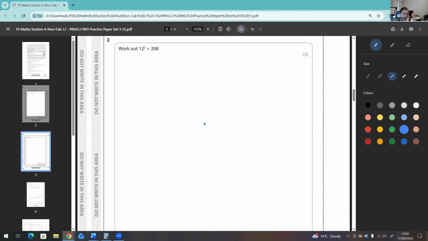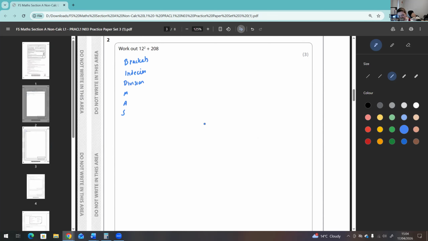Work out 12 squared plus 208. It wants you to use BIDMAS. So that is your brackets, indices, division, multiplication, addition, and subtraction.